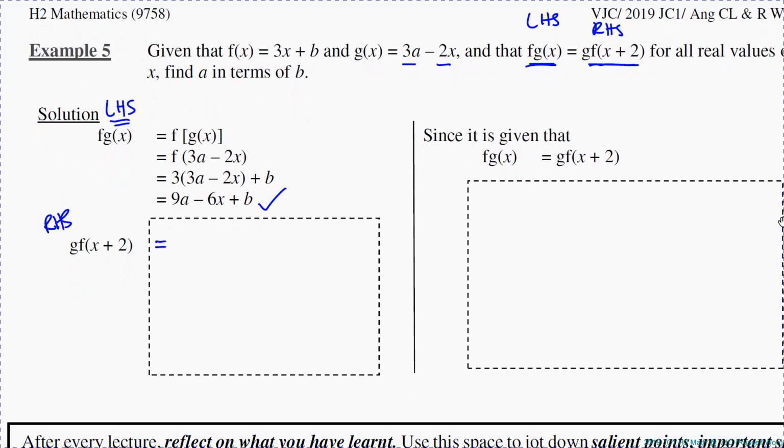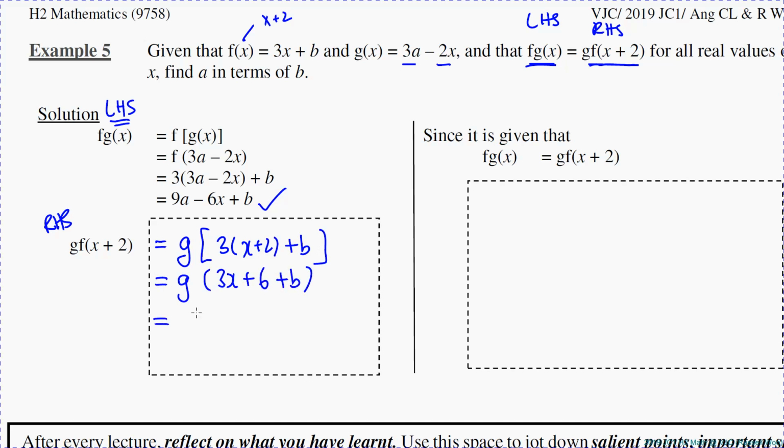Can we simplify? I think it's not difficult to simplify. You get g of fx plus 2. What is fx plus 2? We know what is fx. Just replace x with x plus 2. You get 3 times x plus 2, plus 2. You get g of 3x plus 6 plus 2. Then what is actually g of this whole thing?